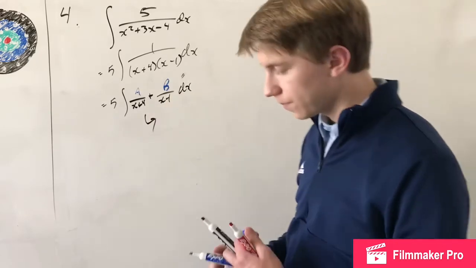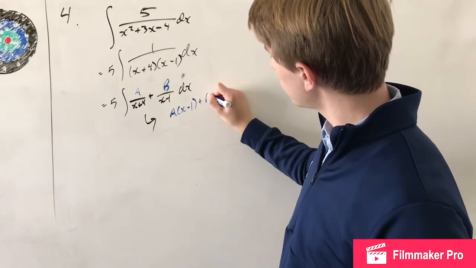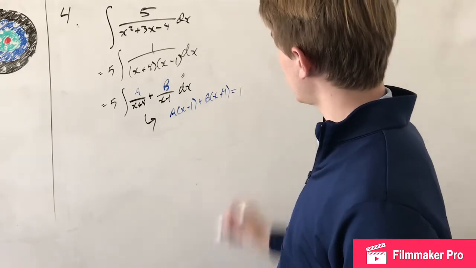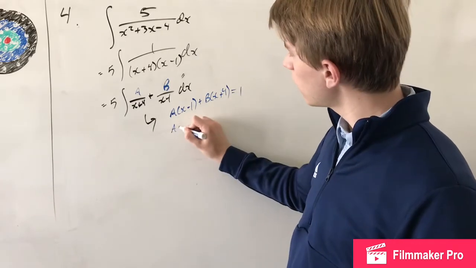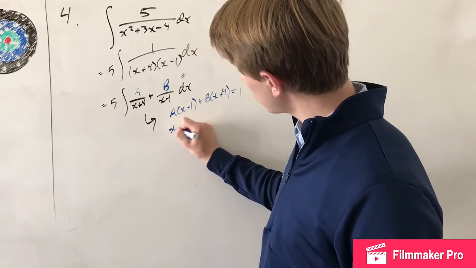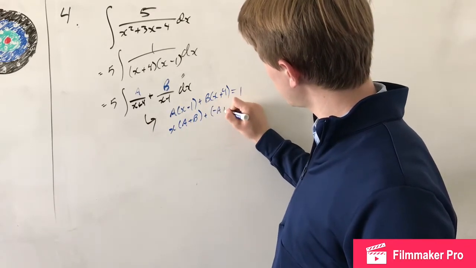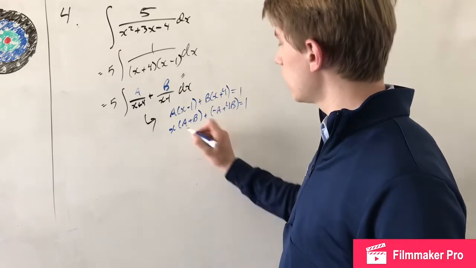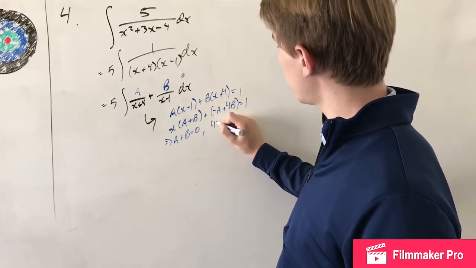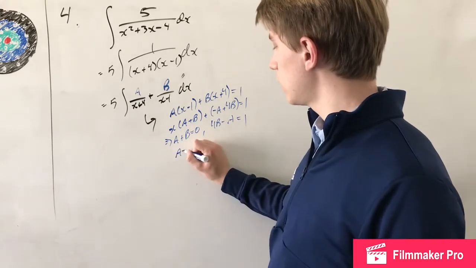So now I can come over here and say that a times x minus 1 plus b times x plus 4 is equal to 1. So that means, I'll write this all the way up, x times a plus b, plus negative a plus 4b, equals 1. So a plus b equals 0 and 4b minus a equals 1. And this just means a is equal to negative b.